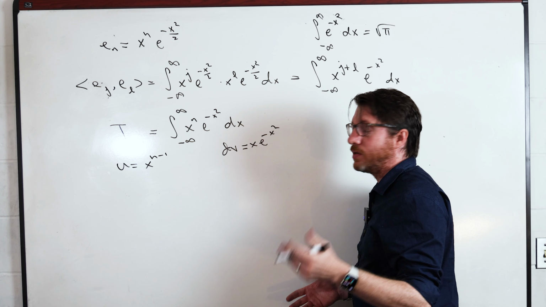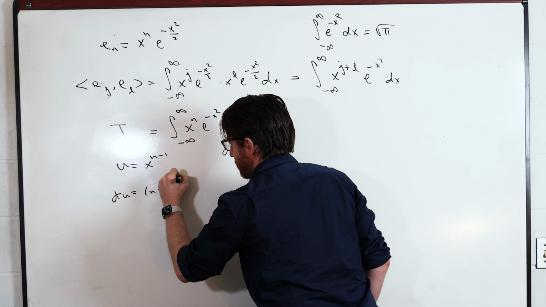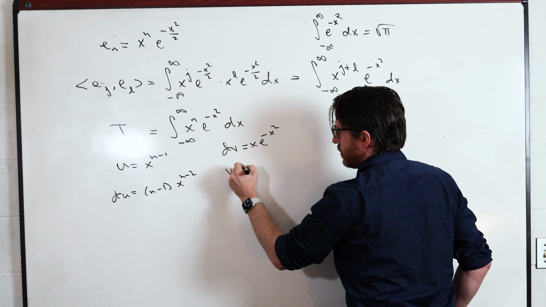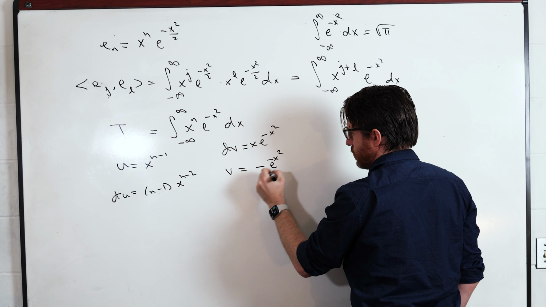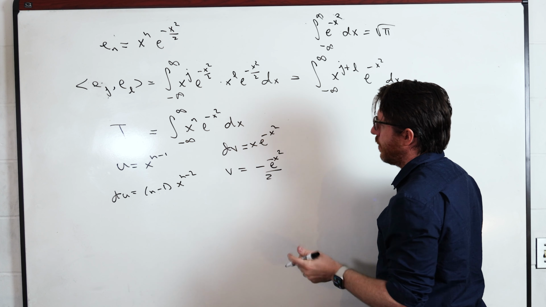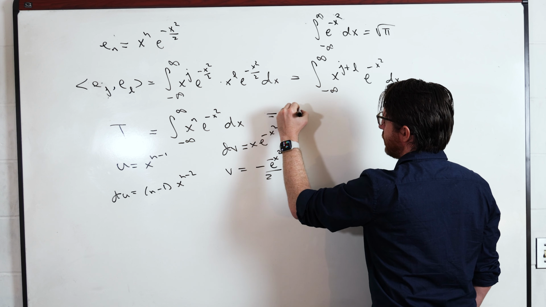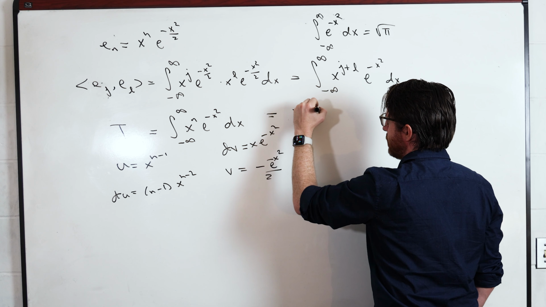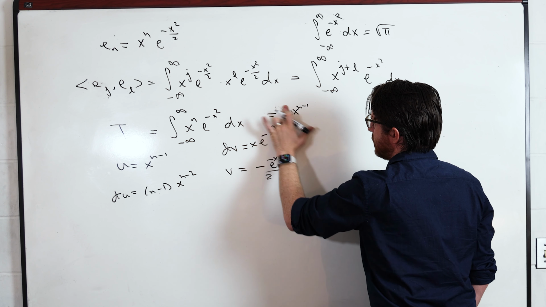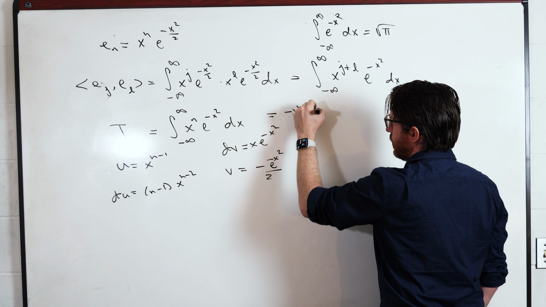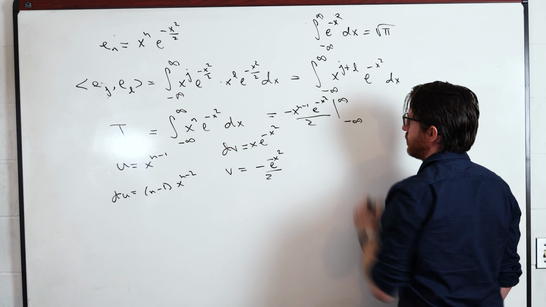Now, if I take du, that's going to give me du equal to n minus 1 times x to the n minus 2. And v here is then just going to become minus e to the minus x squared divided by 2. All right, so now using integration by parts, I get u times v. So I'm going to have x to the n minus 1 times minus e to the minus x squared divided by 2, integrated from minus infinity to infinity.